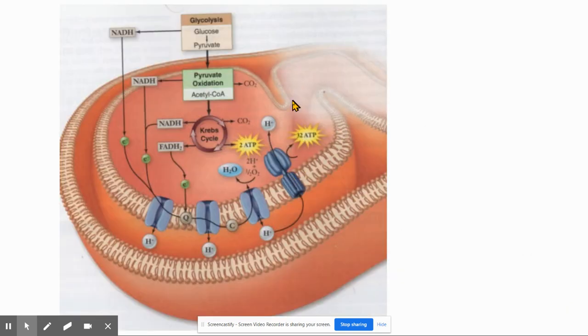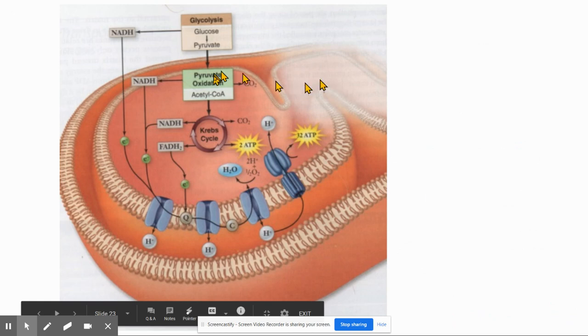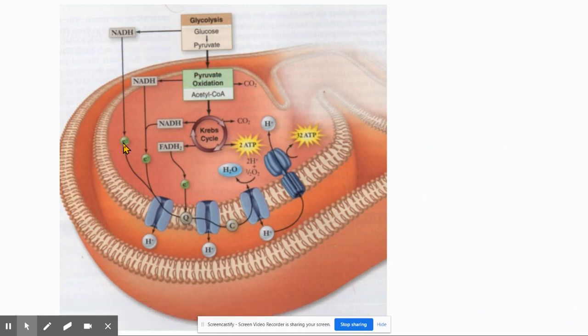So I just showed you that. So this is where that is right here, right? So we're still in glycolysis. We just made pyruvate. So that's this right here. This pyruvate is right here. So we made pyruvate and we made some NADH, and it shows you here that these are electron carriers. These are going to carry electrons.